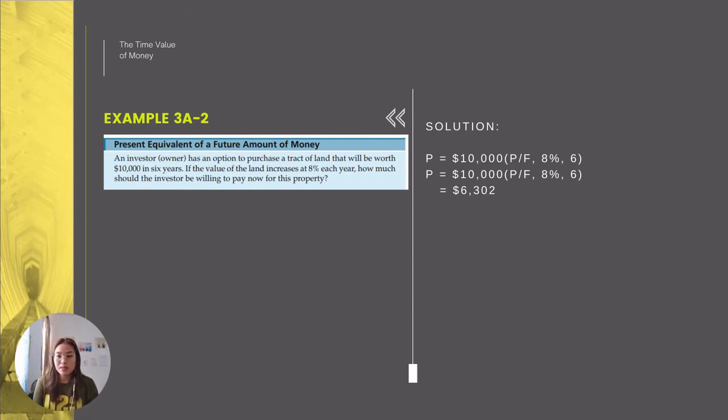An example about the present equivalent of a future amount of money. Let's read this one. An investor or owner has an option to purchase a tract of land that will be worth $10,000 in 6 years. If the value of the land increases at 8% each year, how much should the investor be willing to pay now for this property? Now note that there is a worth in the future, $10,000 in the future. So how much will be paid now given that the land increases 8% in value each year.